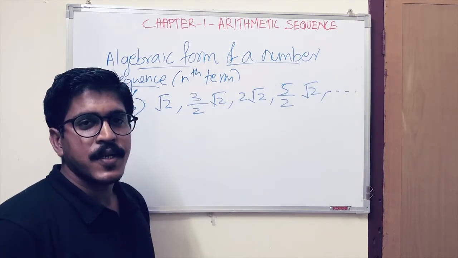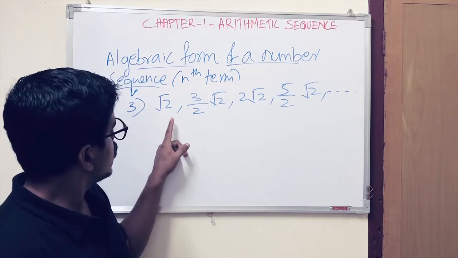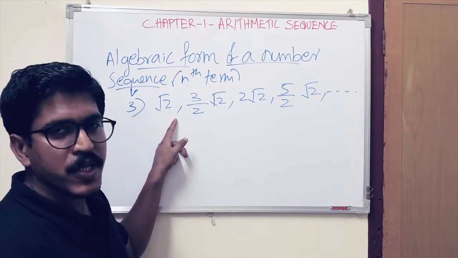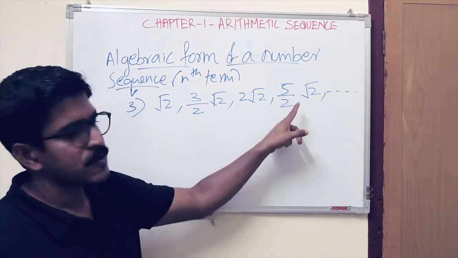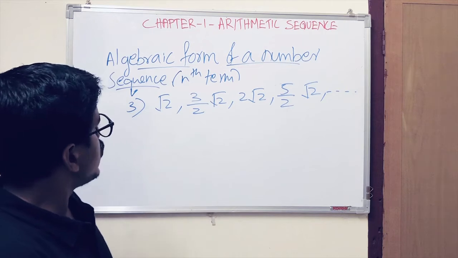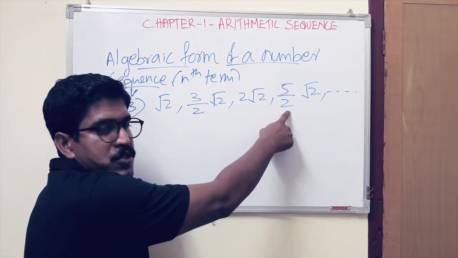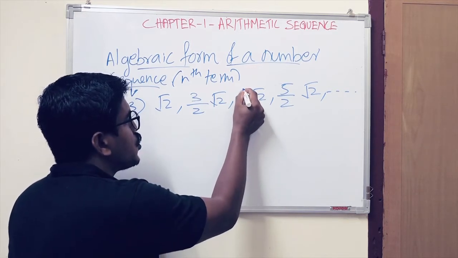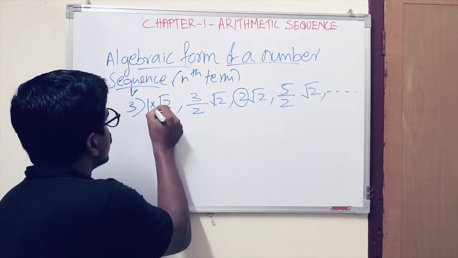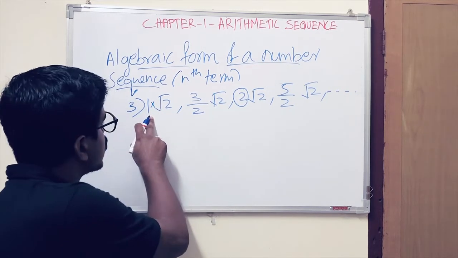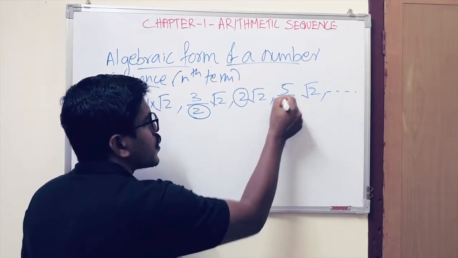Let us consider another example here. This is a number sequence. If you look at it carefully, you can see root 2 is common in all the terms. And here we have 3 by 2 as a fraction and 5 by 2 as another fraction. We need to convert this natural number, and also here we need to convert. So we can write it here, this is the denominator, here also the denominator 2.